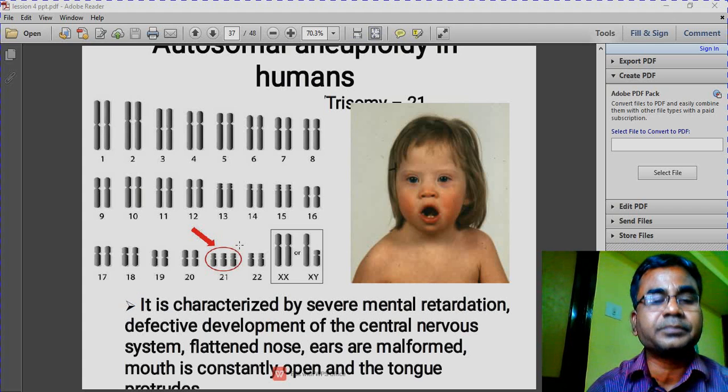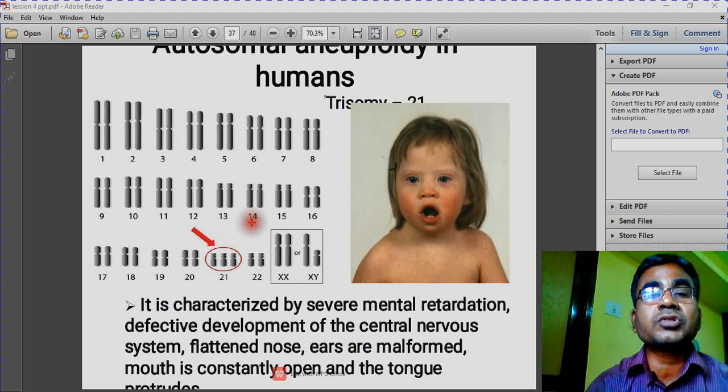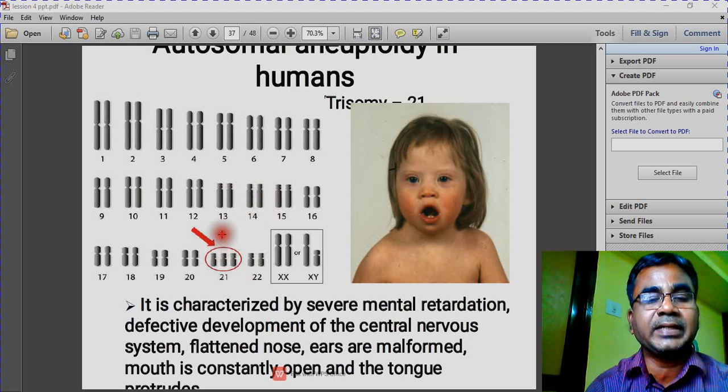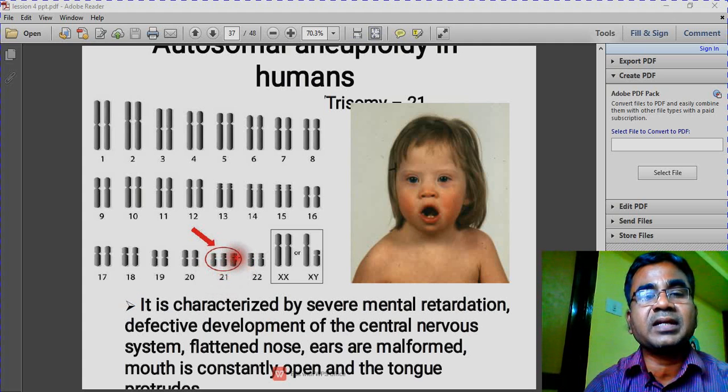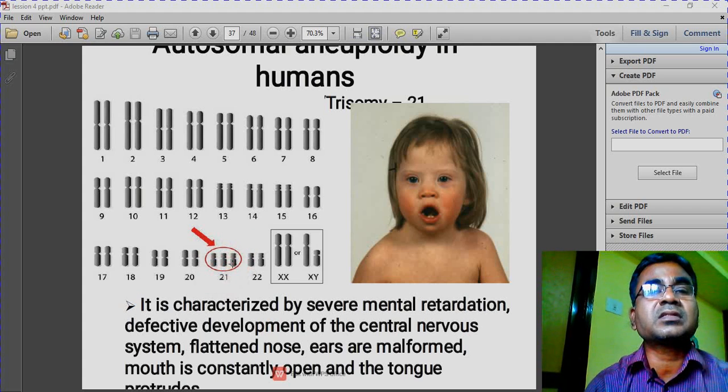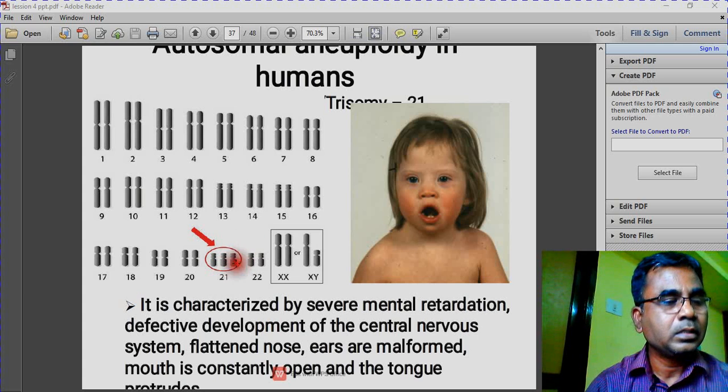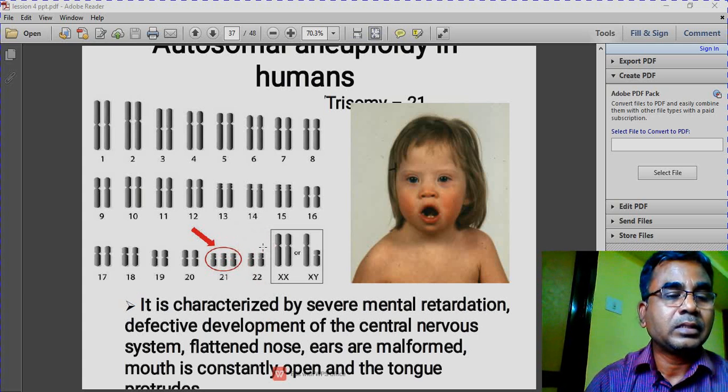The picture you are seeing is autosomal aneuploidy. Aneuploidy means one chromosome is added or one chromosome is deleted. Now look at this diagram. In the 21st chromosome, there must be only 2 chromosomes, but here 3. It is in trisomy condition. So this is trisomy 21. This is the first autosomal aneuploidy. Trisomy 21, that is Down syndrome.